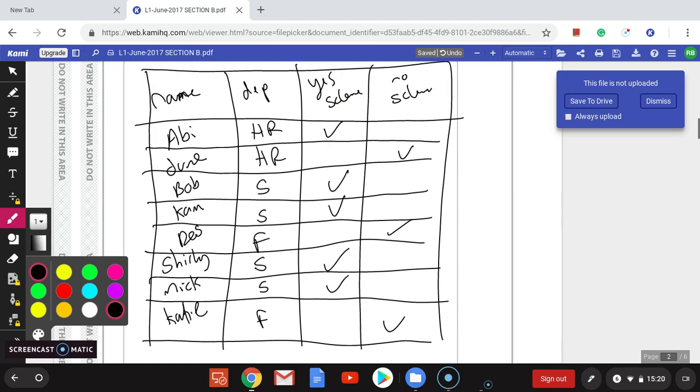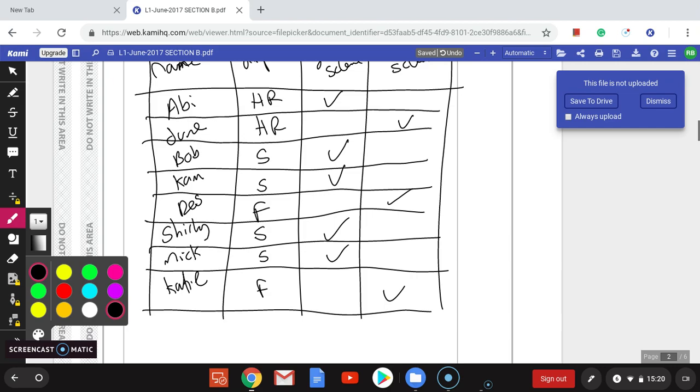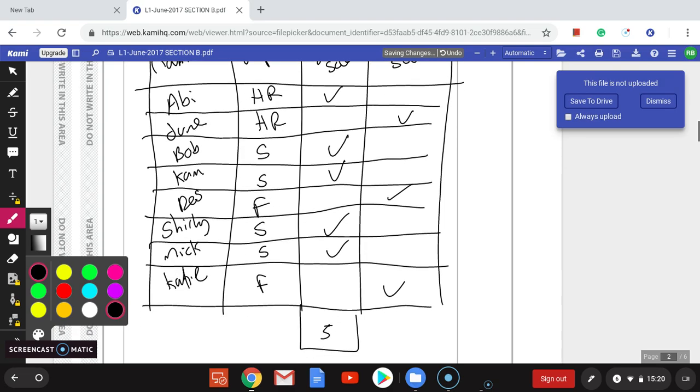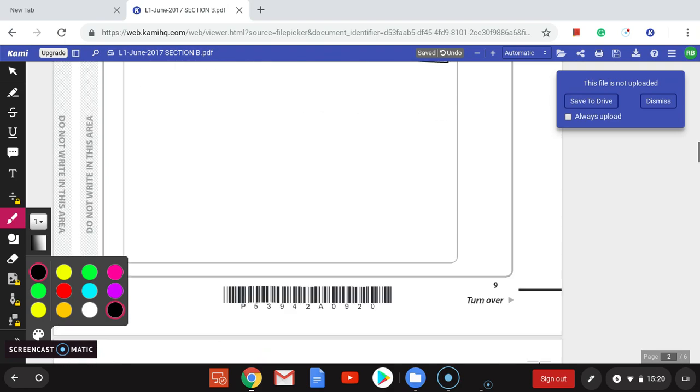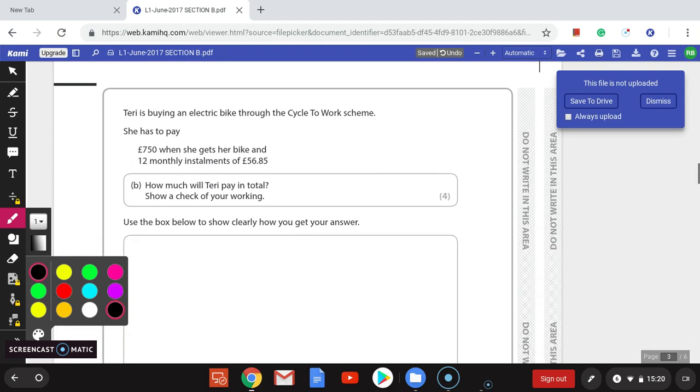Right, we need to add up the columns on the table for the yes, and you'll find that we have 5 here, nice and easy. And for the no, we have 3. So that's the answer to that question. Let's go to the next one.